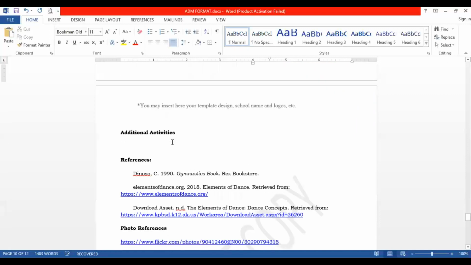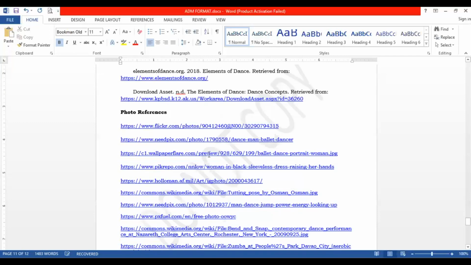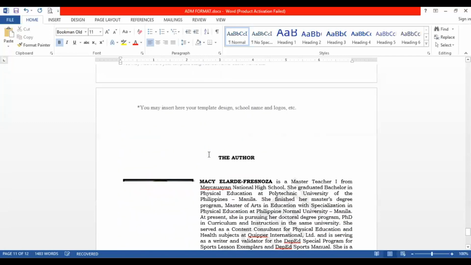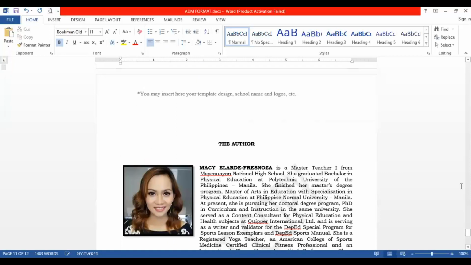So sa additional activities, pwedeng ang ilagay natin dito ay mga activities about dance pa rin that can make them active for the rest of the week. Okay? So, depende po sa inyo kung gusto nyo po ipa-record sa kanila through video and send sa Messenger or kung ano man ang mas possible po sa mga estudyante ninyo. So, the last parts are the references and your bio note as the author.